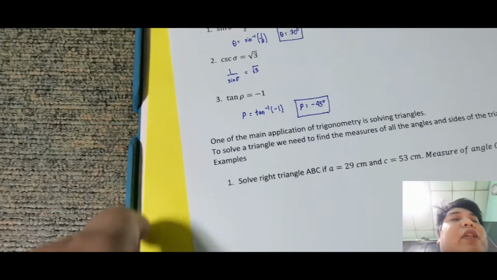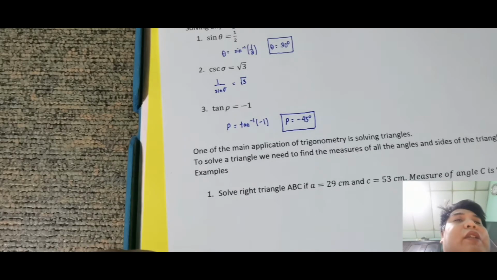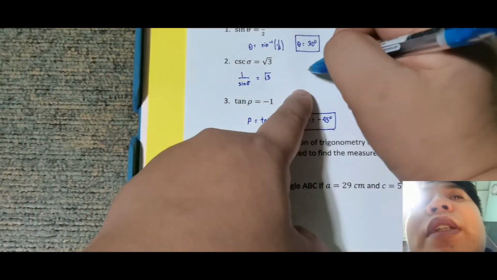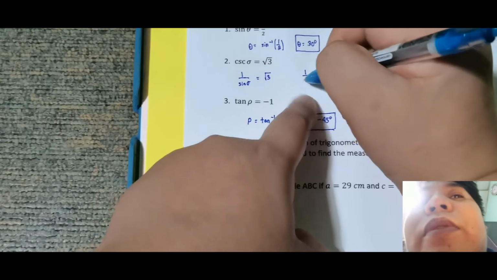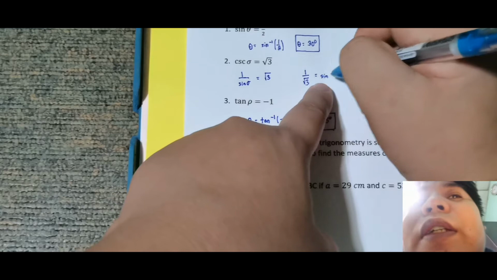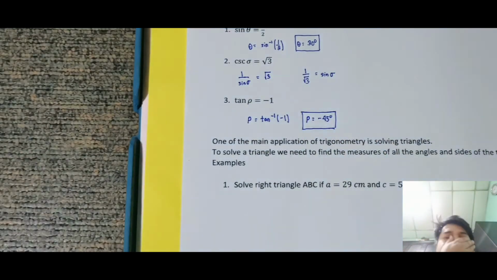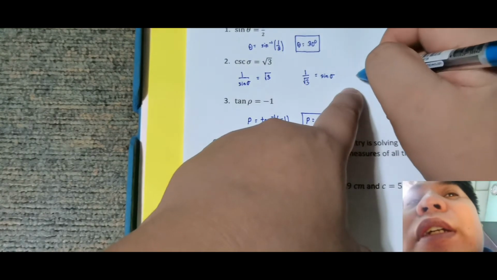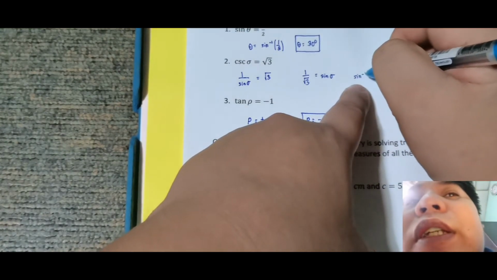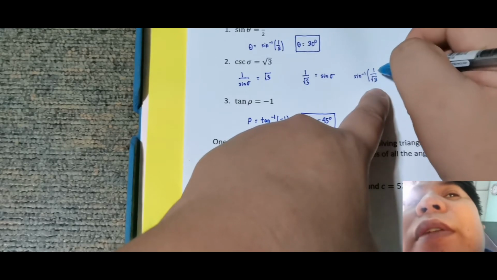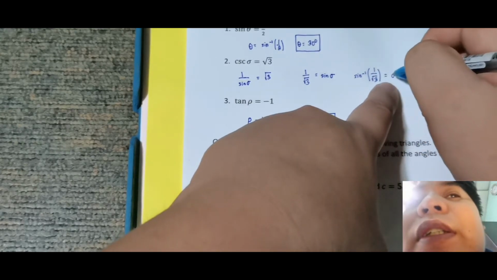Then konting manipulation, cross multiply natin. Ano ibig sabihin? Ito punta doon, ito punta dyan. So magiging 1/square root of 3 is equal to sin sigma. Next, para makuha si sigma, this is arc sine or sine inverse ng 1/square root of 3. This is sigma.